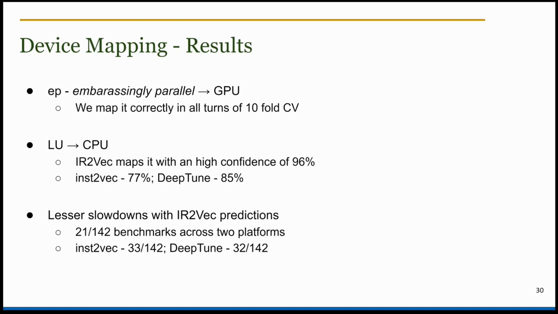In specific use cases, some kernels like embarrassingly parallel, which gives a very good performance when we map it to GPU, were mapped correctly to GPU across all turns of cross validation. And kernels like LU, that are more CPU friendly, are mapped to CPU with a very high confidence of more than 95% correctly. That means we are able to achieve very few slowdowns with IR2Vec predictions. Slowdowns were there in only about 20 benchmarks, and even among them, the slowdowns were within 10%.